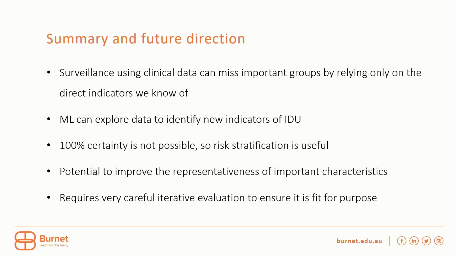Surveillance using clinical data can miss important groups by relying only on the direct indicators that we know of. Machine learning can explore data in an automated way, in a way that we couldn't just because of the complexities of healthcare data, and identify new indicators of IDU, even if they are combinations of large numbers of variables. 100% certainty is not possible, so risk stratification is a useful tool that we can use to manage misclassification and increase our confidence in the group that we capture.